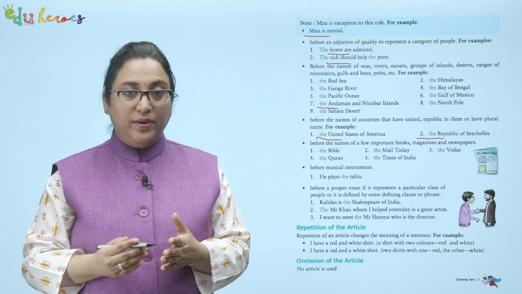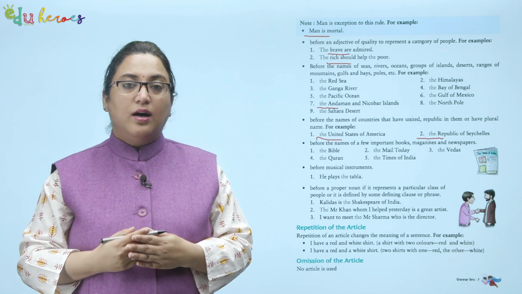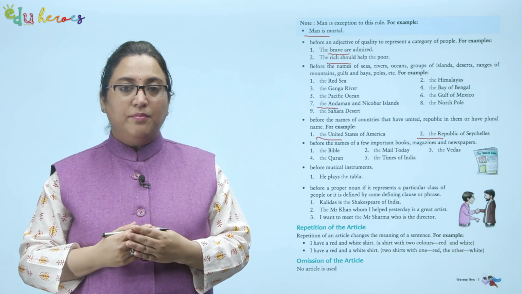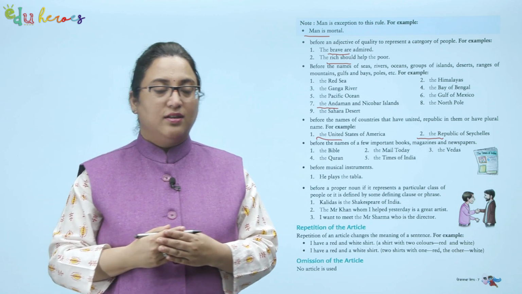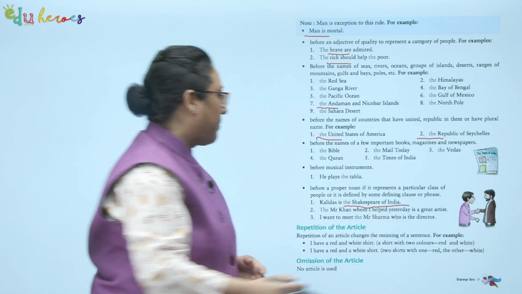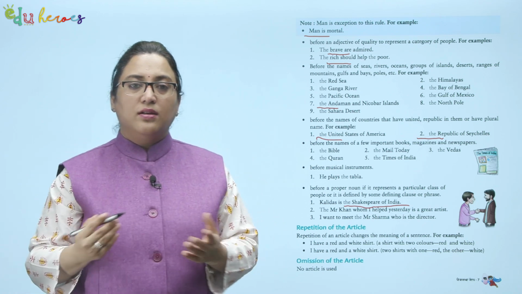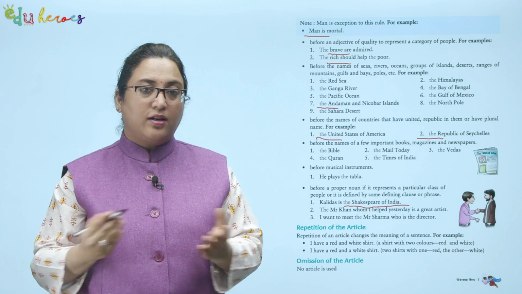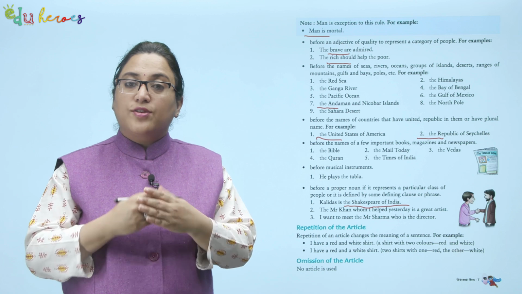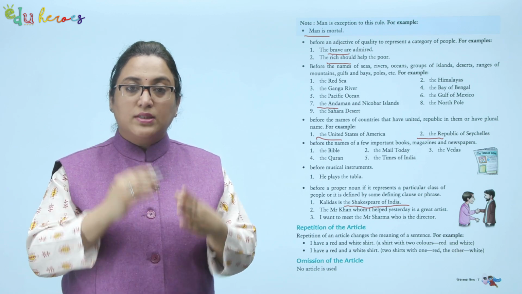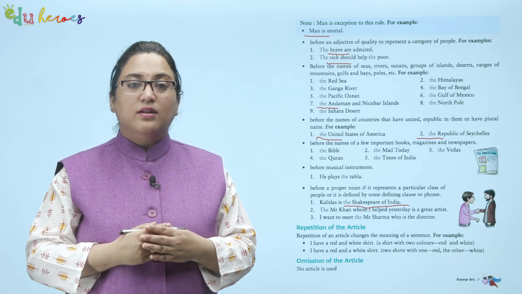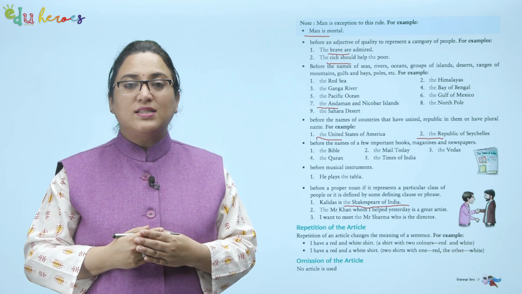And before a proper noun, if it represents a particular class of people or it is defined by some defining clause or phrase. Like, Kalidasa is the Shakespeare of India. So Kalidasa is representing an identity, entire class. The Mr. Khan whom I helped yesterday is a great artist. So you are talking about Mr. Khan here in particular. I want to meet the Mr. Sharma who is the director.